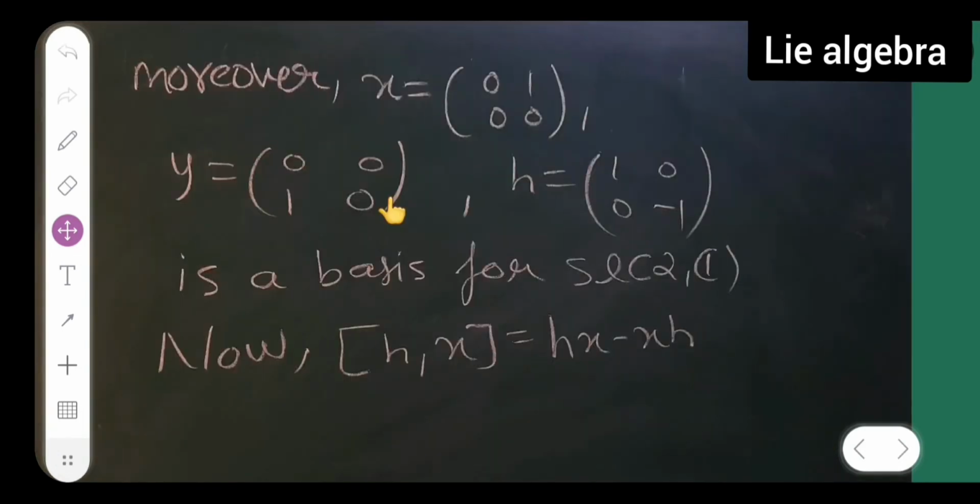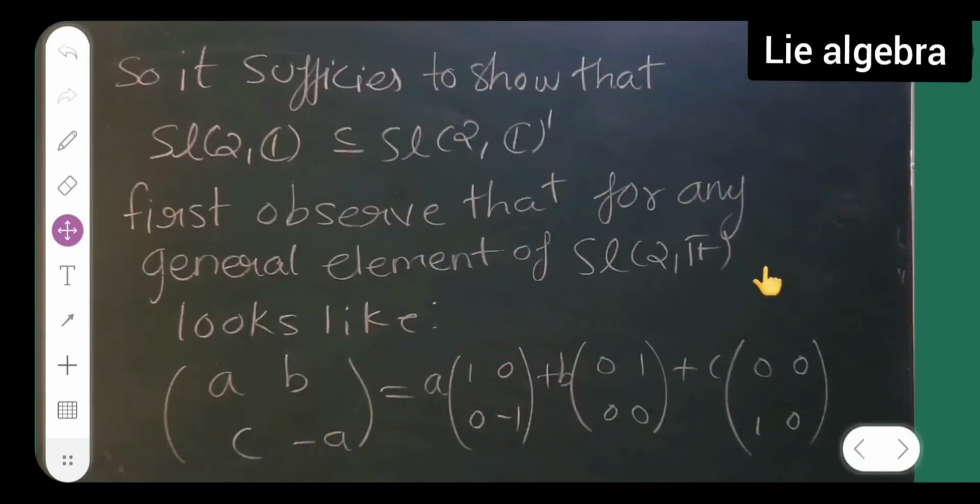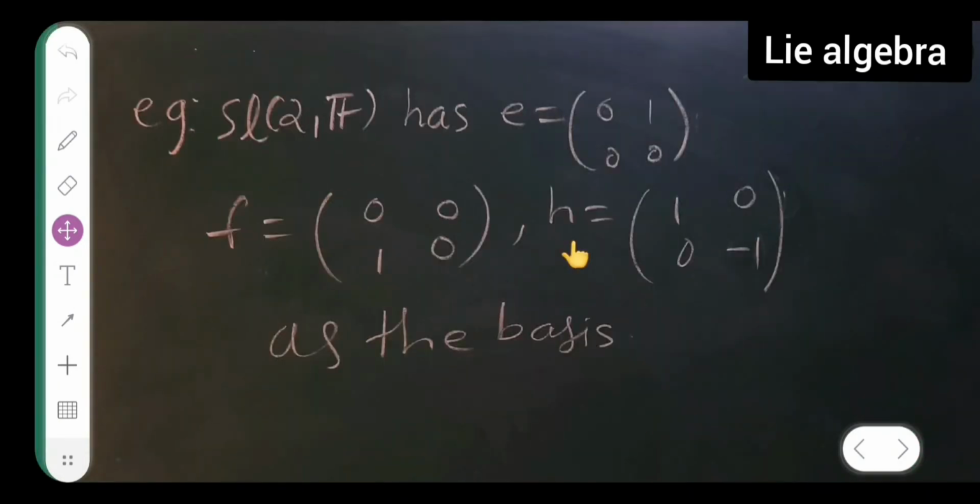But moreover, where have I taken this from? X is equal to [0 1; 0 0]. This is my X that I have taken, this is my Y that I have taken, and this is my H as it is. Now I have to take this basis.